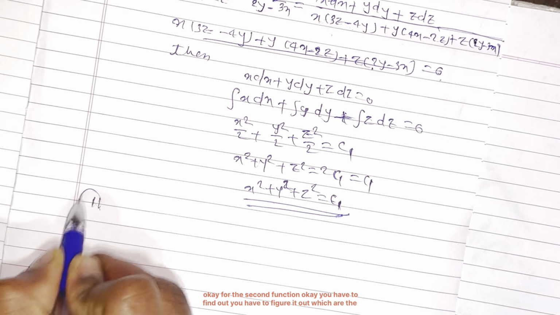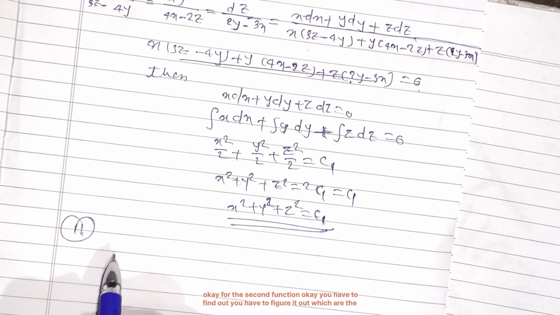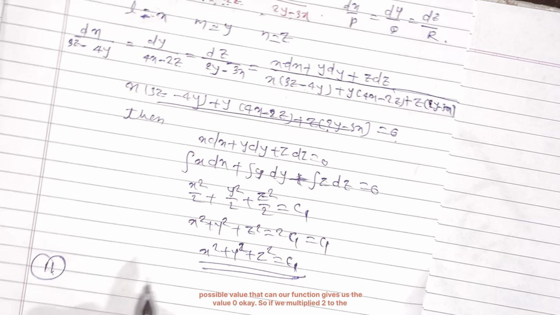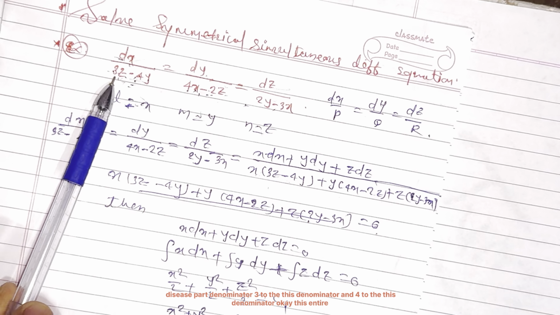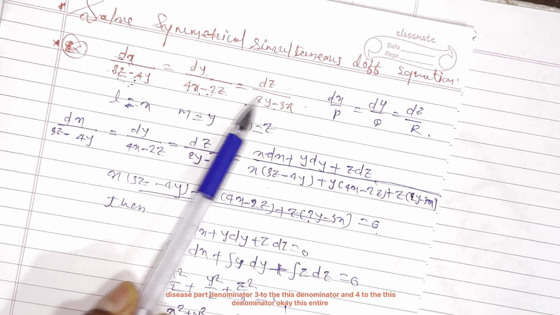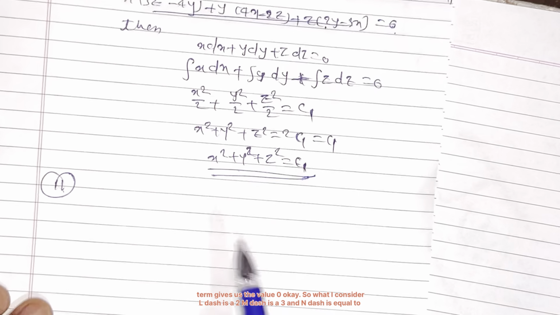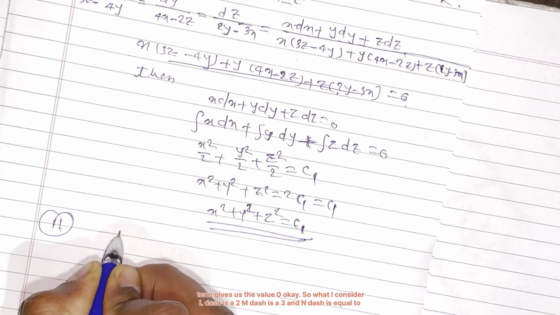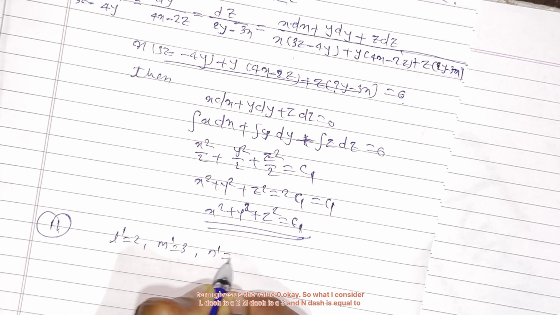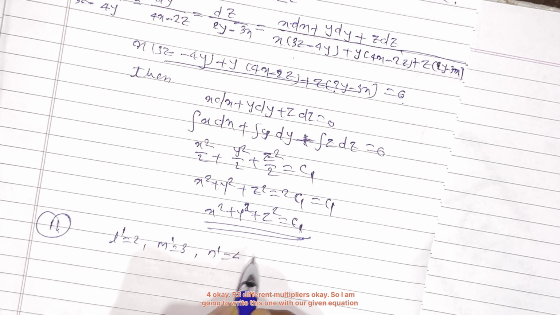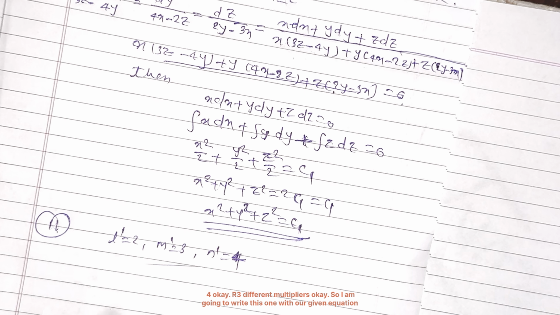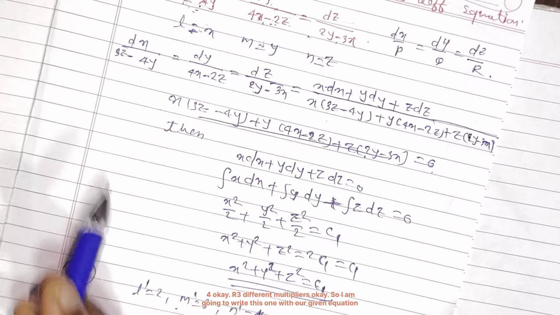Okay, for the second function, you have to figure out which are the possible values that make our function give us the value 0. So if we multiply 2 to this denominator, 3 to this denominator, and 4 to this denominator, this entire term gives us the value 0. So I consider L dash as 2, M dash as 3, and N dash equal to 4. These are 3 different multipliers.